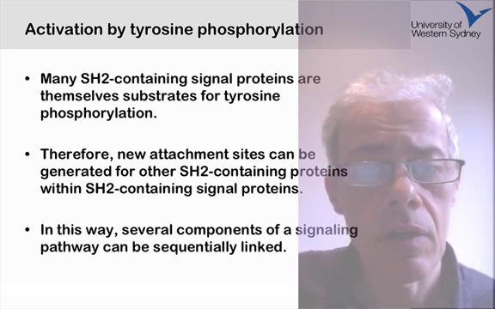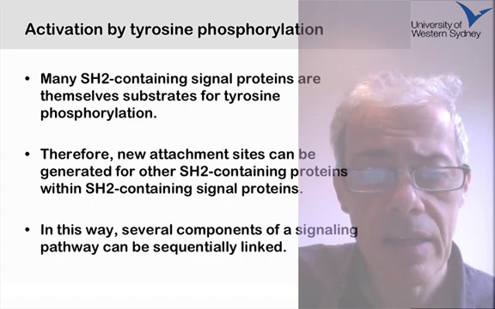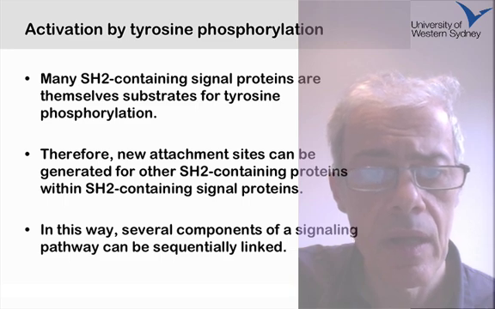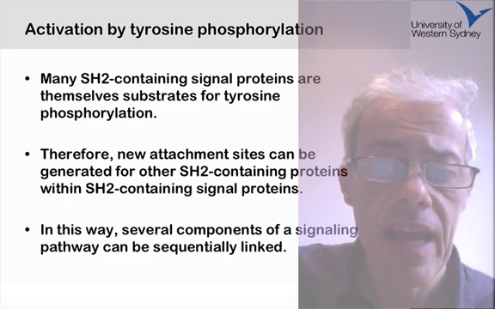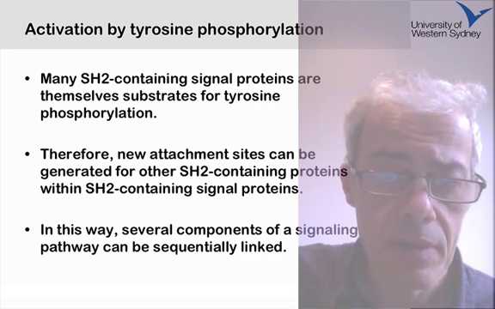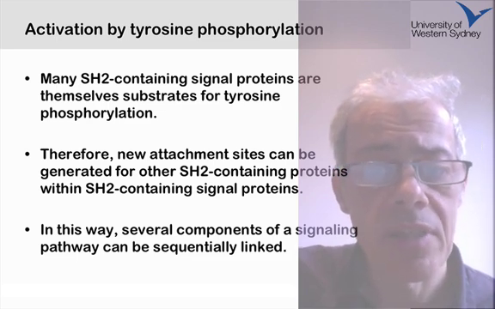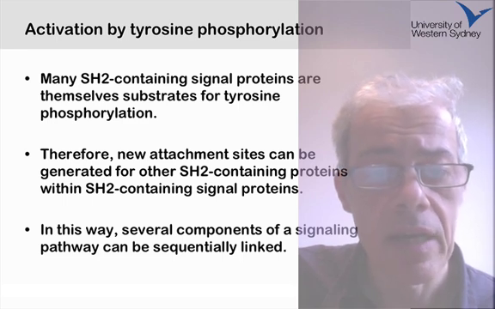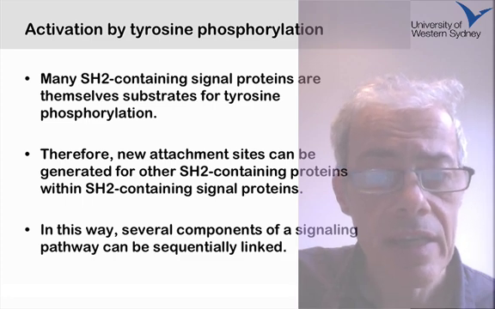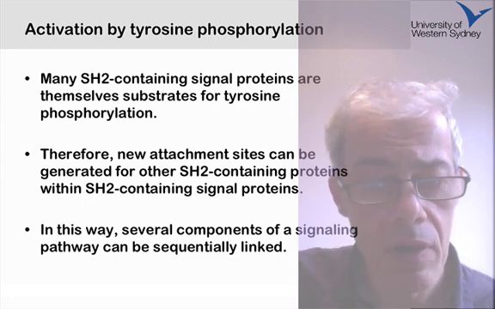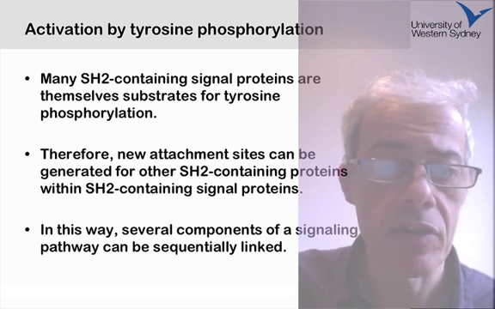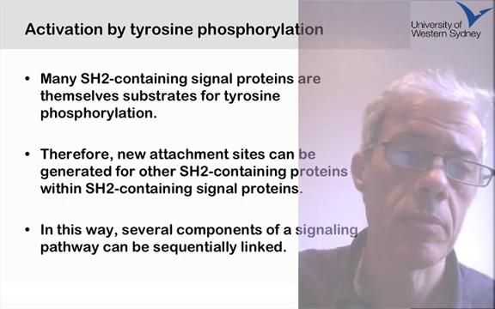So the SH2 domain is a common domain that occurs in many proteins. And proteins that contain SH2 domains may be able to bind to receptors, and these proteins also become targets of phosphorylation. And therefore, when the SH2 containing protein is phosphorylated, it then presents binding sites for other proteins. So in this way, you can link together various components of pathways through these adapters.